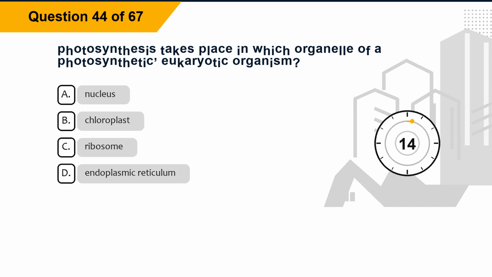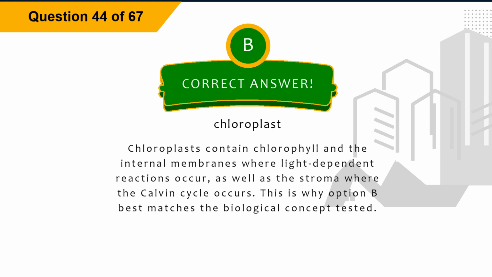Question 44. Photosynthesis takes place in which organelle of a photosynthetic, eukaryotic organism? Option A, nucleus. Option B, chloroplast. Option C, ribosome. Option D, endoplasmic reticulum. The correct answer is option B, chloroplast.